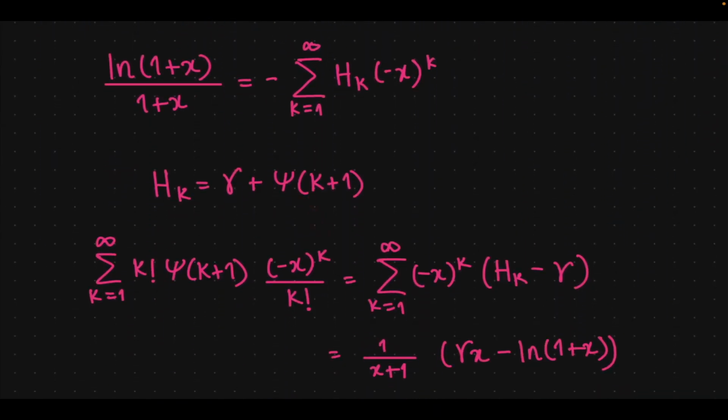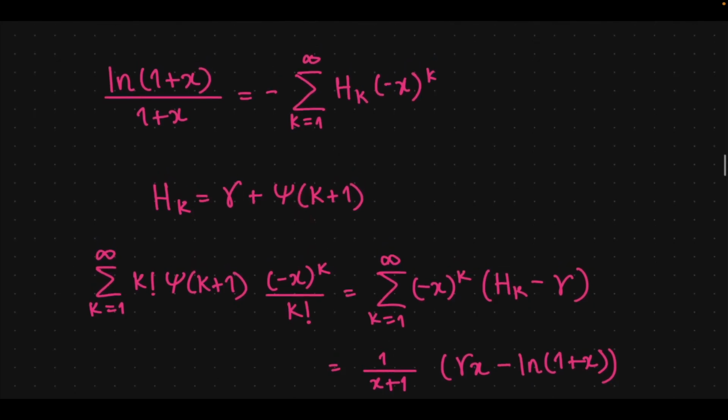Moving on to the digamma function. First of all, the digamma function involves the kth harmonic number. So the kth harmonic number is actually Euler-Mascheroni plus digamma of k plus 1. We're going to need one formula that I actually proved in one of my very old videos, I think one from 2020. So natural log of 1 plus x over 1 plus x is equal to minus sum from k equals 1 to infinity of the kth harmonic number times minus x to the k.